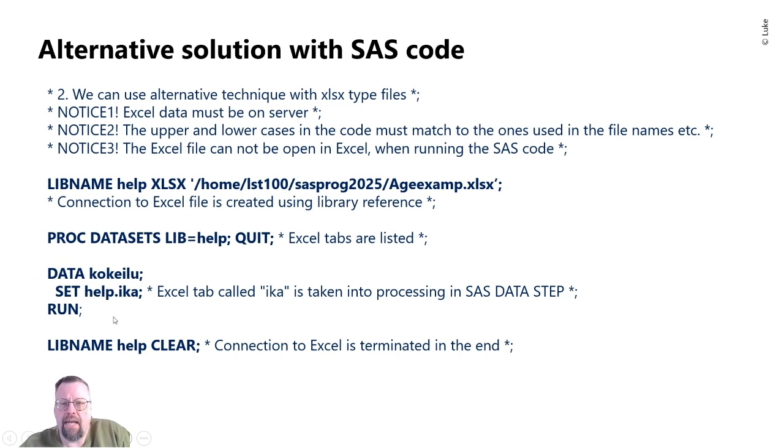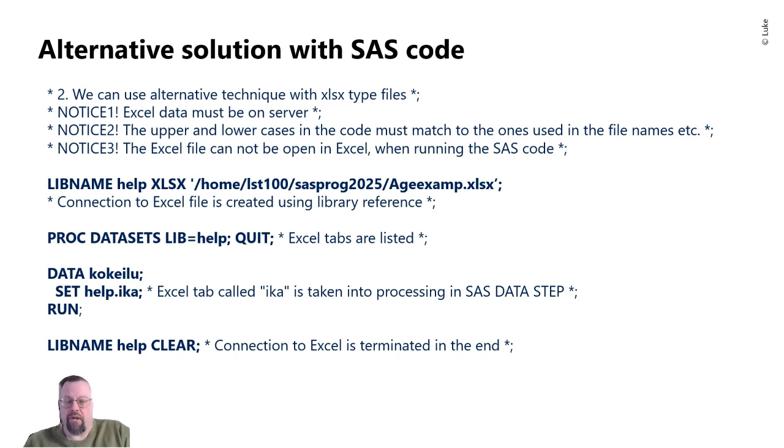And here in the next data step, we can simply use a set statement to take into use this Excel tab called ICA. So from help, we take ICA and we create a new SAS dataset called kokeilu. And then in the end, we just clear the libname statement. So we delete the connection to the Excel file, and then it's business as usual from there on.